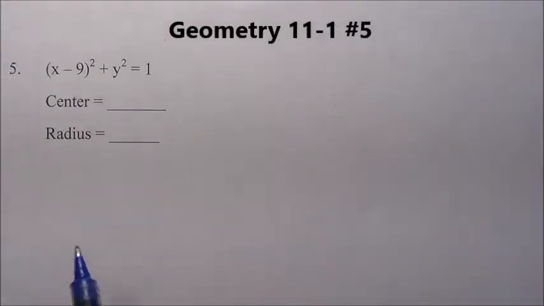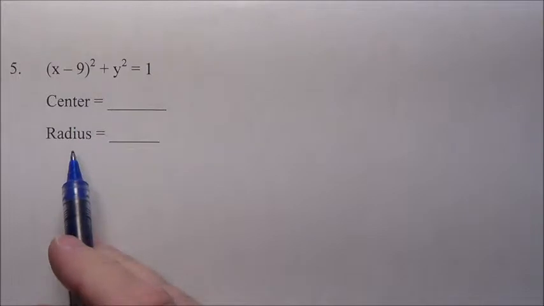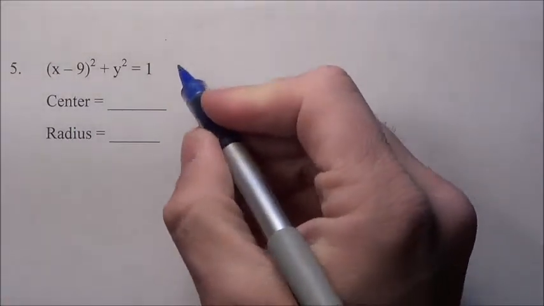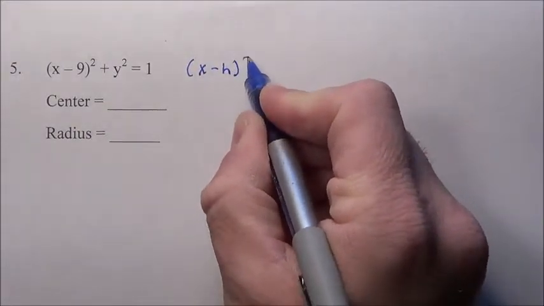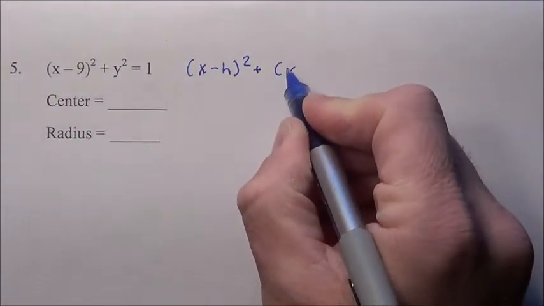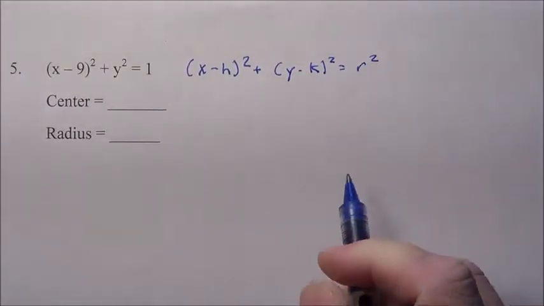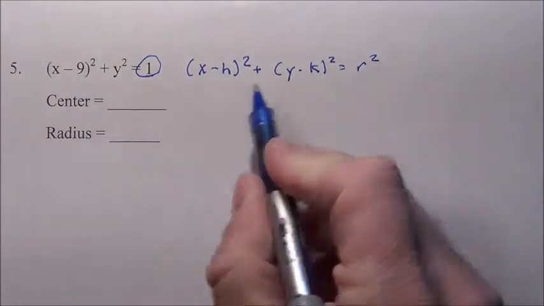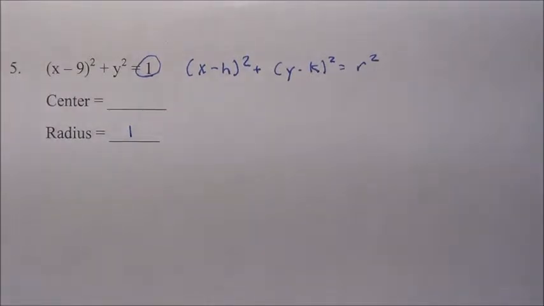Alright, problem 5, what we're trying to do with this equation is find the center of this circle and the radius of it. Now, if you remember, the formula goes (x minus h) squared plus (y minus k) squared is equal to your radius value squared. So right away you can see the radius. Well, what number squared gives you 1? Obviously it's 1, so the radius is 1 here.